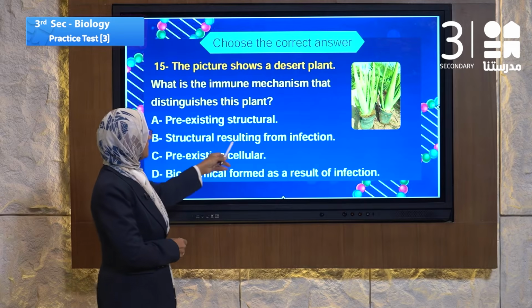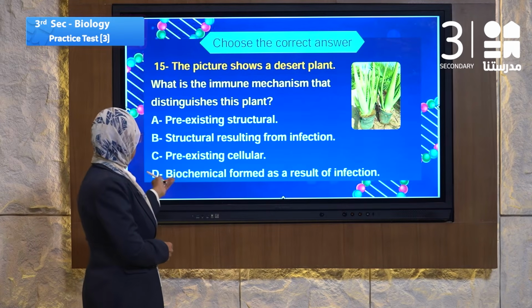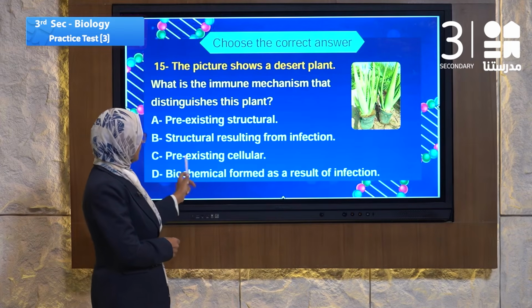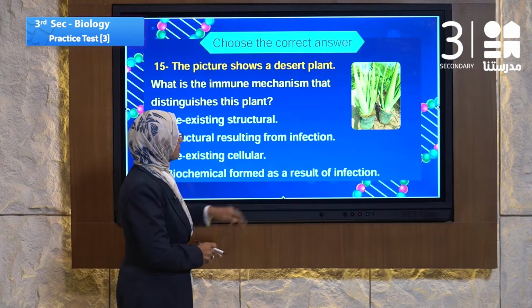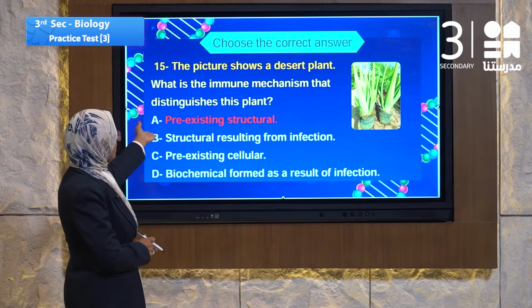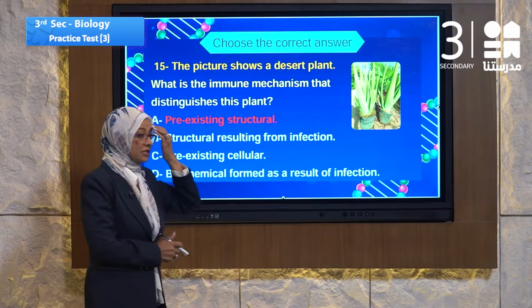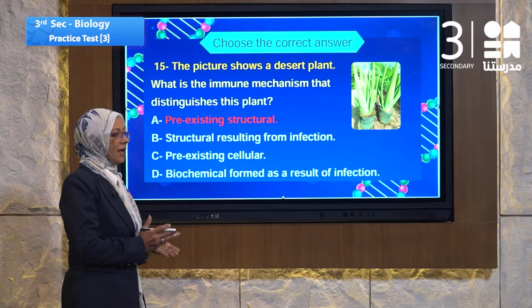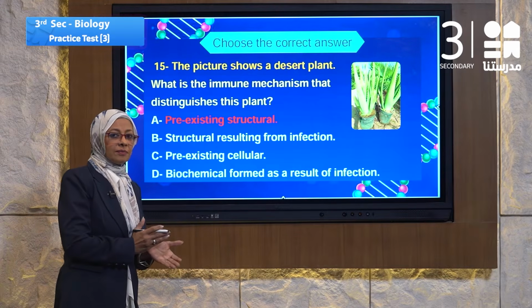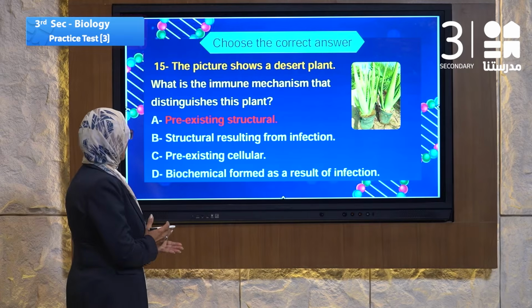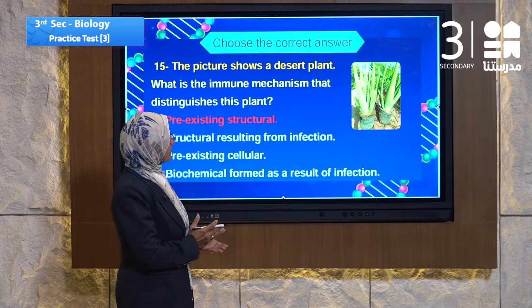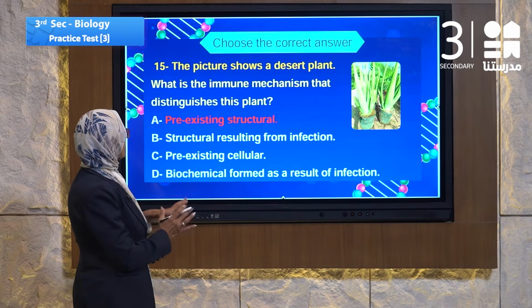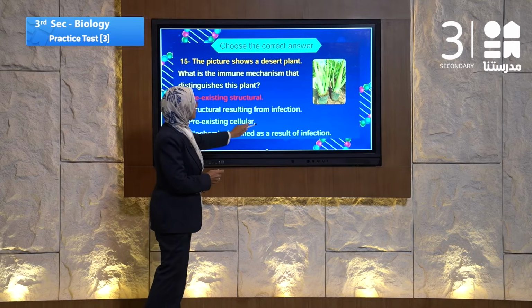B, structure resulting from infection. C, pre-existing cellular. D, biochemical formed as a result of infection. No, the answer must be pre-existing structure. The pre-existing structure here is the immune structure, the immune mechanism. The immune mechanism is covered in this plant by many layers, which immunize it as a mechanism. Pre-existing structure is the answer.